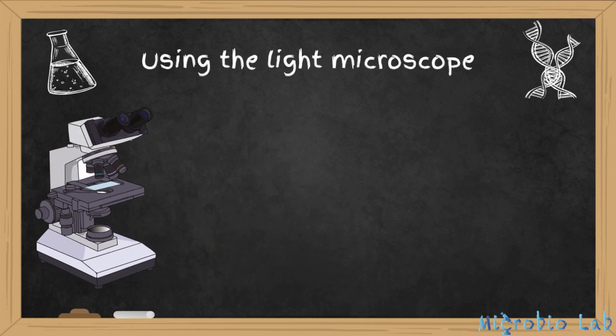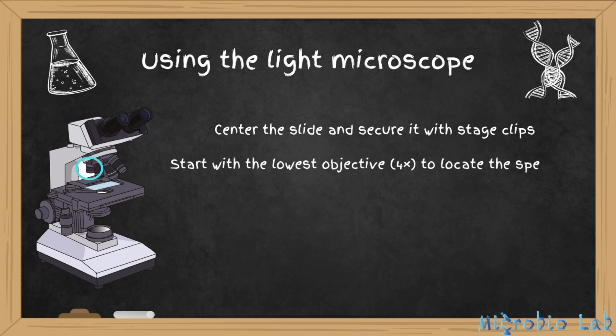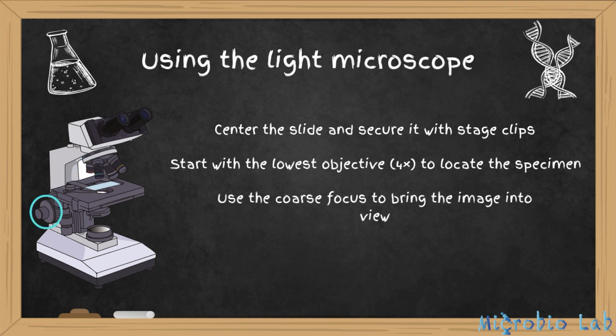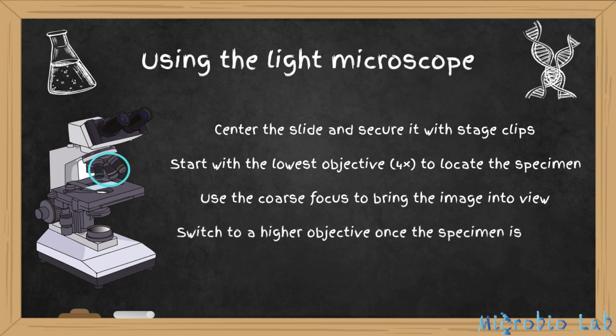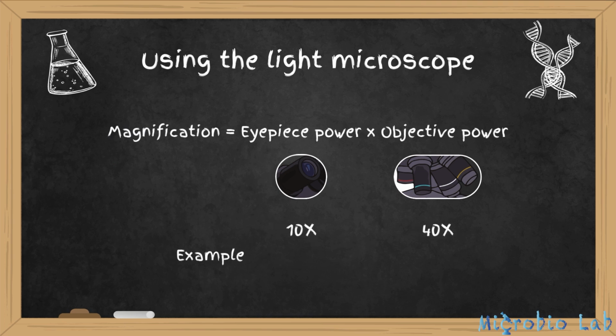Here's how to use a compound light microscope effectively. Center the slide carefully and secure it with the stage clips. Always begin with the lowest objective, usually the 4x lens, to locate your specimen on the slide. Next, bring the image roughly into view using the coarse focus. When the specimen is visible, switch to a higher magnification and refine the clarity using the fine focus knob. To determine the total magnification, simply multiply the eyepiece power by the objective lens in use. For example, a 10x ocular combined with a 40x objective gives a total magnification of 400x.